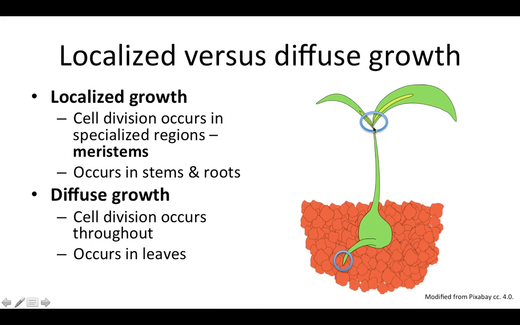So wherever there is a meristem, the result is localized growth. A meristem is an area of actively dividing cells. Implicitly, that's implying that the other cells that are not part of that meristem are not dividing. And so we said that occurs in stems and roots. The other possibility is diffuse growth, and this would be the case if cell division occurred throughout the organism. One place this does happen in plants is the leaves. So within a leaf, there are no meristems. Instead, all of the cells in that leaf have the potential to divide until that leaf reaches maturity.